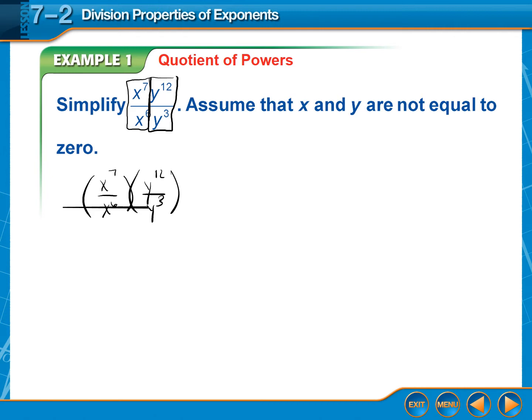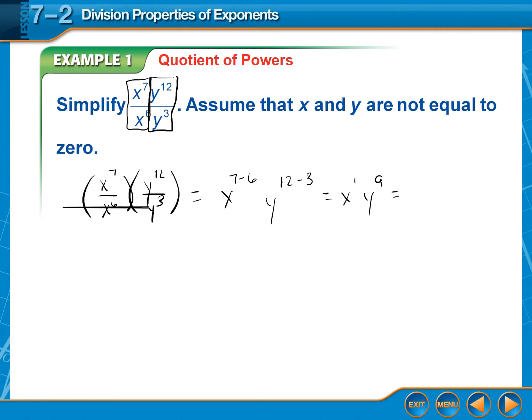So to simplify this, since I'm dividing powers with the same base, I can subtract the exponents. So x to the 7th divided by x to the 6th, I can take x and just do 7 minus 6. Right? For y, I'm doing y to the 12th divided by y to the 3rd, so that can be y to the 12 minus 3. So what's left when I do those subtractions? X to the 7 minus 6 is just x to the first power. Y to the 12 minus 3 is 12 minus 3 is 9, so it's y to the 9th.